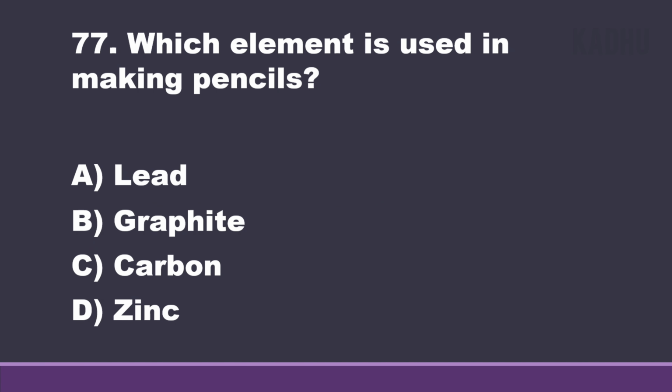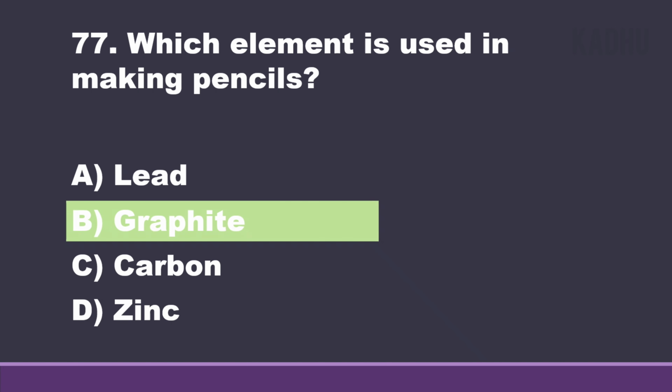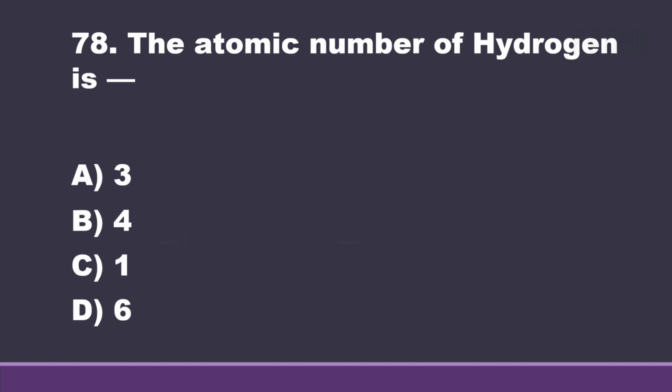Next question. Which element is used in making pencils? So option B will be the correct answer. Graphite. Next question. The atomic number of hydrogen is, so for this question the atomic number of hydrogen is 1. Option C will be the correct answer.